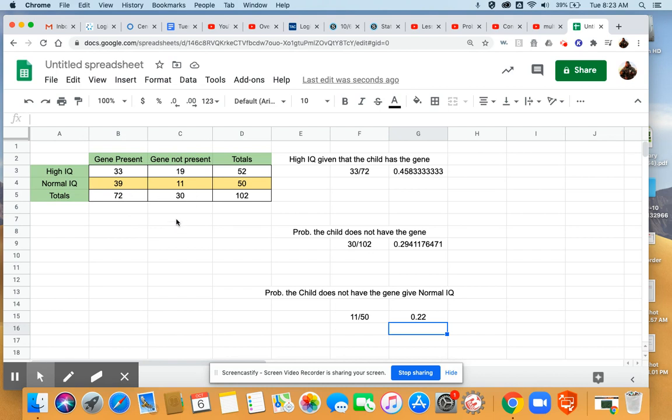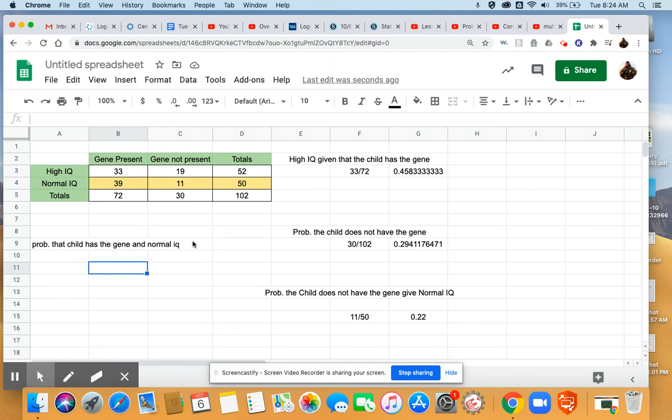Sometimes you might get a question that says, find the probability that a child has the gene and a normal IQ. Let me fix that alignment so we can see the whole question. Oh, there we go. Probability that the child has the gene and a normal IQ, and I just made this up off the top of my head.